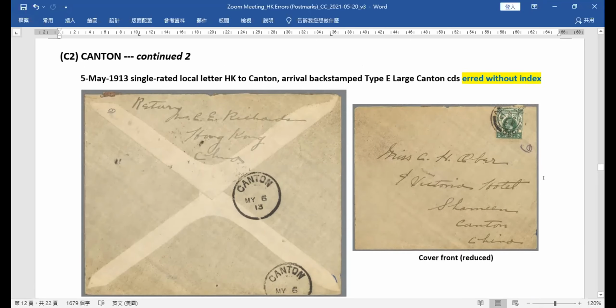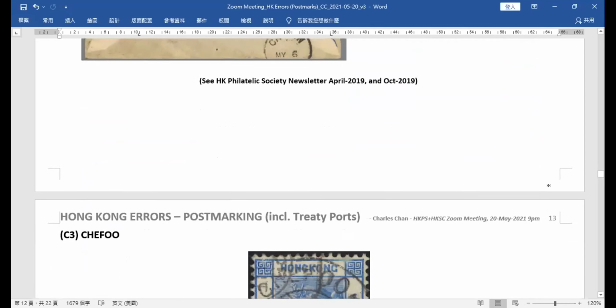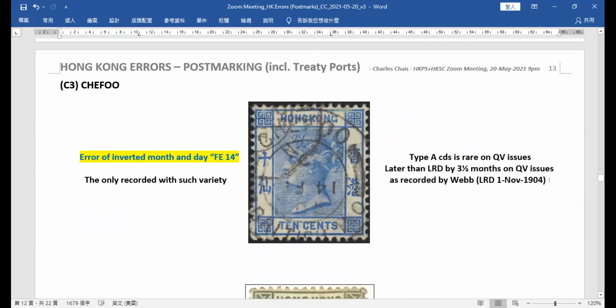Okay. Next cover. Next. T4. Okay. T4 type A on QEII, so it's quite rare already. Okay. And this one's 05 with the date and month inverted. And also it is later than Webb's record and also Schoenfield's record by 3.5 months.